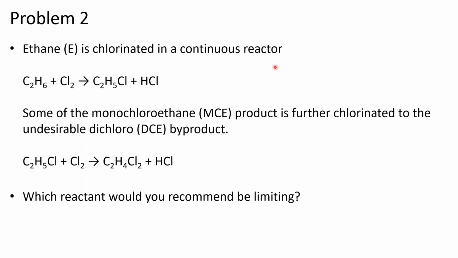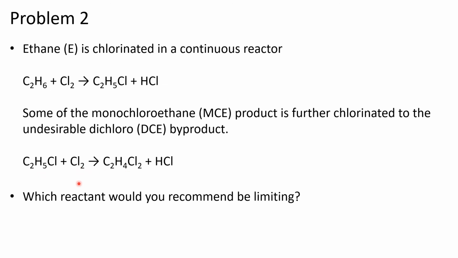The problem we're going to talk about is a reactor in which we make the monochloro, but unfortunately, in the process of making the monochloro, according to this reaction here, in which ethane reacts with chlorine to form the monochloroethane, we get conversion of the monochloro to the dichloro with additional reaction with chlorine.